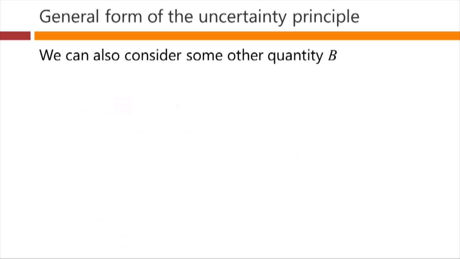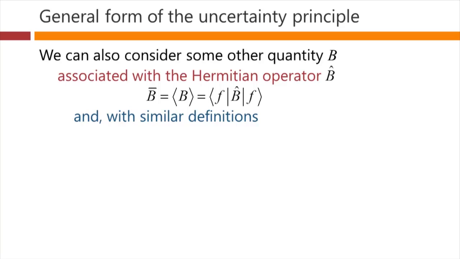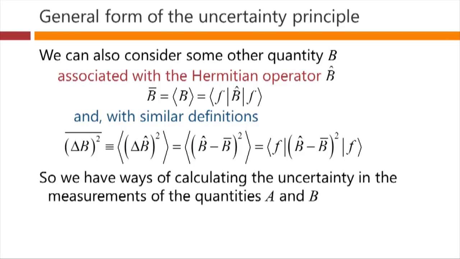We can also consider some other quantity B, some other physical quantity associated with the Hermitian operator B. And similarly, we can write the average value of B that we would see. That's just the same thing as the expectation value. And we use this form here if we're in the state f. And with similar definitions, we could define a delta B all squared, and we'd get the same answer for what that meant. So it would also be giving us the variance of the distribution.